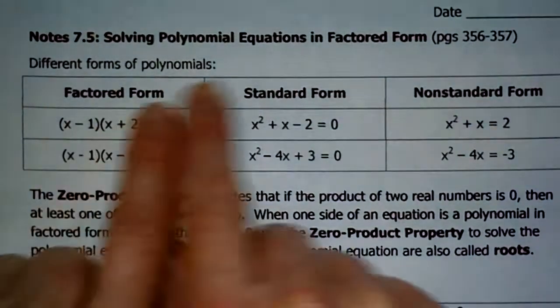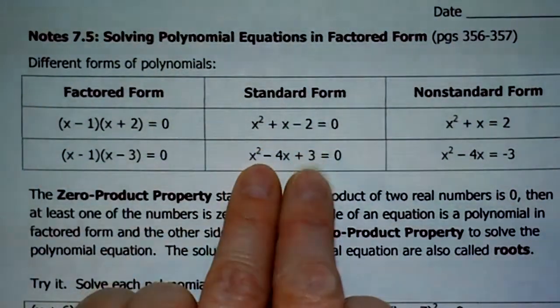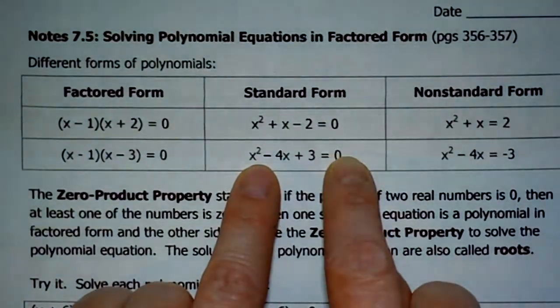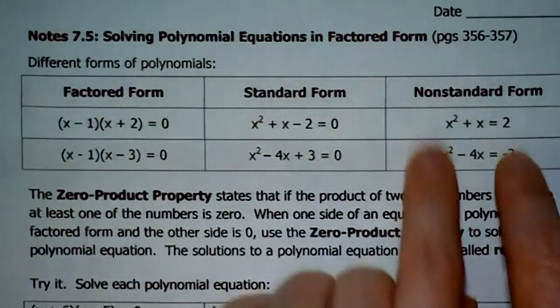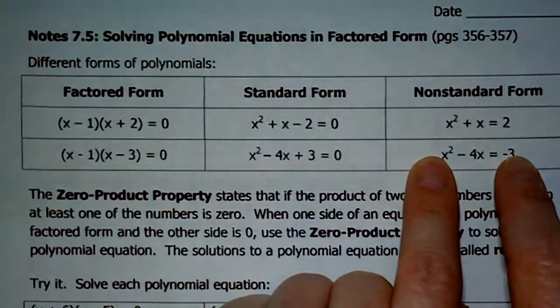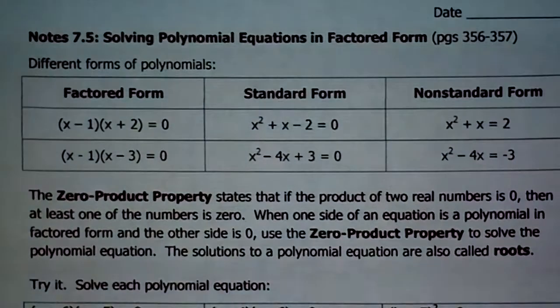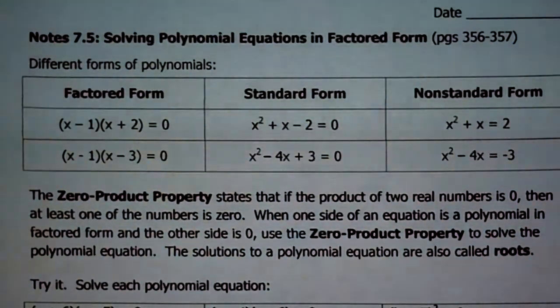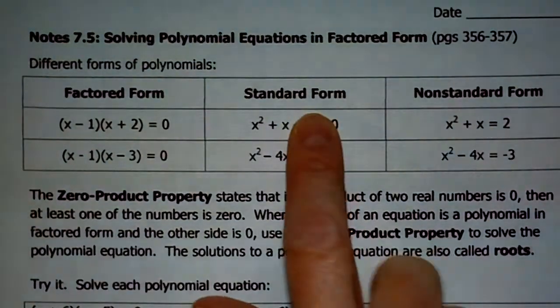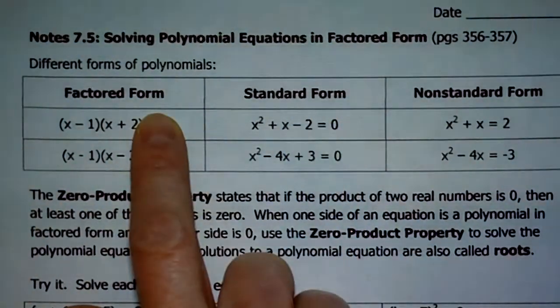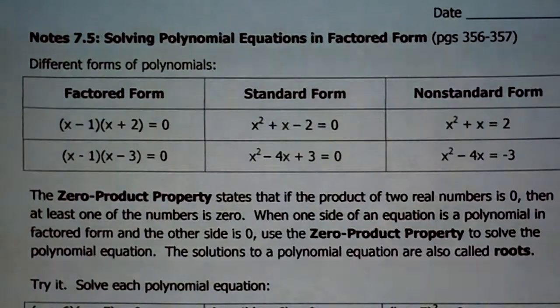You can go from factored form to standard form by getting rid of the parentheses. In standard form, it's going to always be set equal to 0. And non-standard form means we don't have any parentheses in there, but we have things on both sides of the equal sign, and whatever's on one side is not equal to 0. Okay, so basically what we need today is we need our equation to be in factored form in order to be able to solve these equations. And we're going to use one of our little properties.